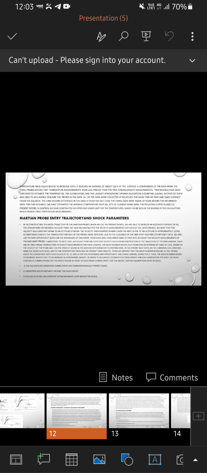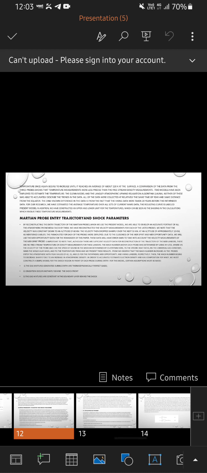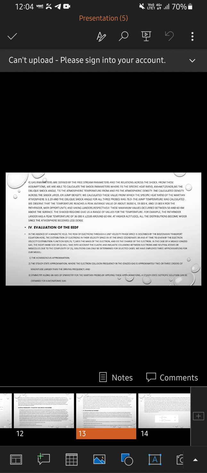In order to accurately estimate electron density and the gas composition for MAEP, we must construct a simple model for the shock region in front of each probe during entry. For this model, certain assumptions must be made. First, the gas mixture generated during entry is a thermally perfect gas. Second, ionization occurs instantly behind the shock front. Third, the gas mixture is constant in the boundary layer behind the shock.